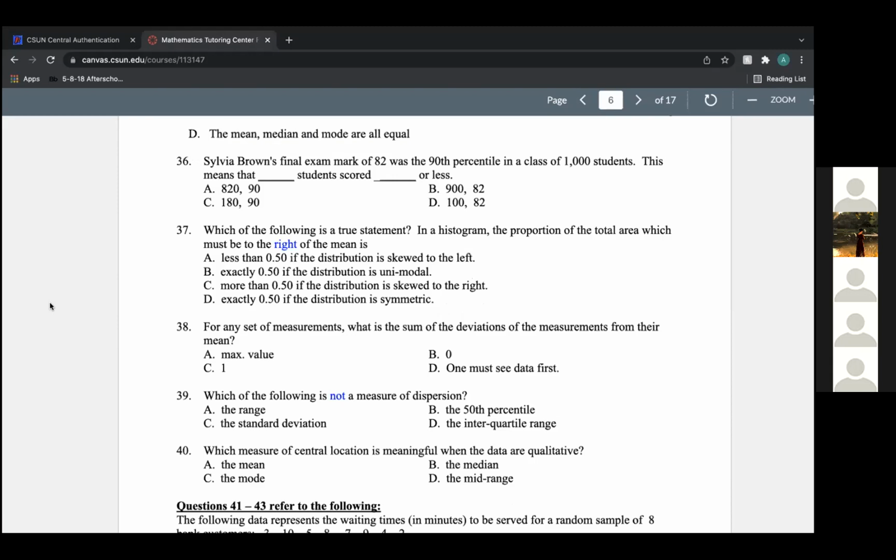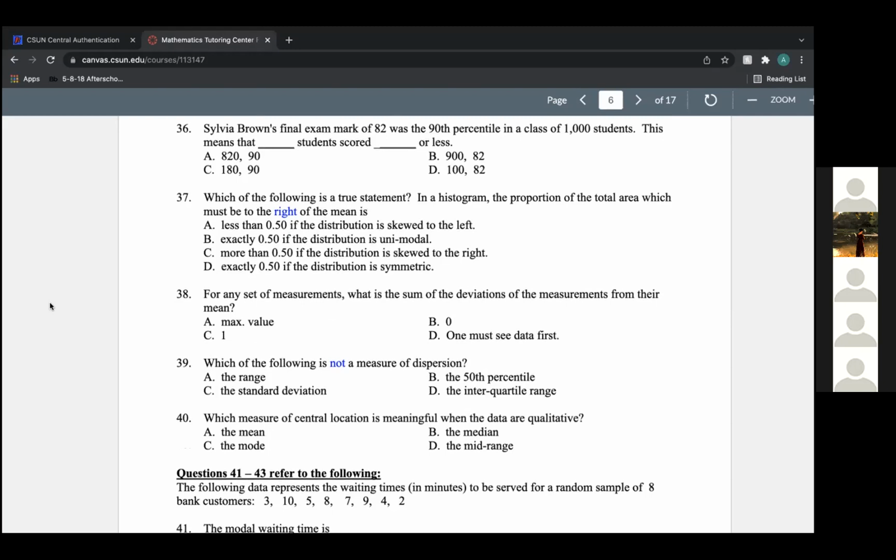38. For any set of measurements, what is the sum of the deviations of the measurements from their mean? I thought we had this question already. In fact, we did. So what's the answer? Zero. Deviations always add to zero.